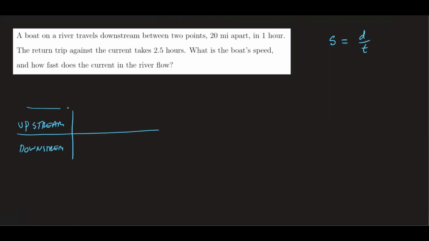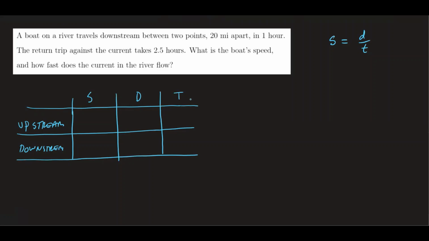So, and then we have our three different variables. We have the speed, we have the distance, and we have the time. So these are the variables we're going to fill in for this table. We're also going to use this formula to create our final equation.